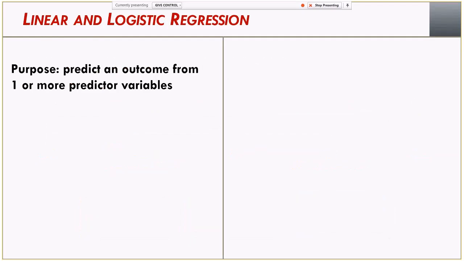And lastly, the last 2 analyses that I want to talk about are linear and logistic regression. These are often used. They're very, very common. The purpose is to predict an outcome from one or more predictor variables. That is what both the linear and the logistic regression will do. However, there are some slight differences between the two.